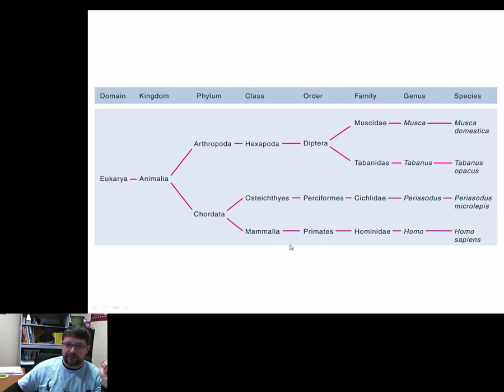Same thing here, classes. We can break the chordates into different classes. Osteichthyes, which means bony fish. Mammalia, mammals. Perciformes, the Cichlidae, Perissodus microlepis, those are the scale-eating cichlids. And then, us, we belong to primates, Hominidae. Homo is our genus, Homo sapiens our species. And that's how we classify different organisms.